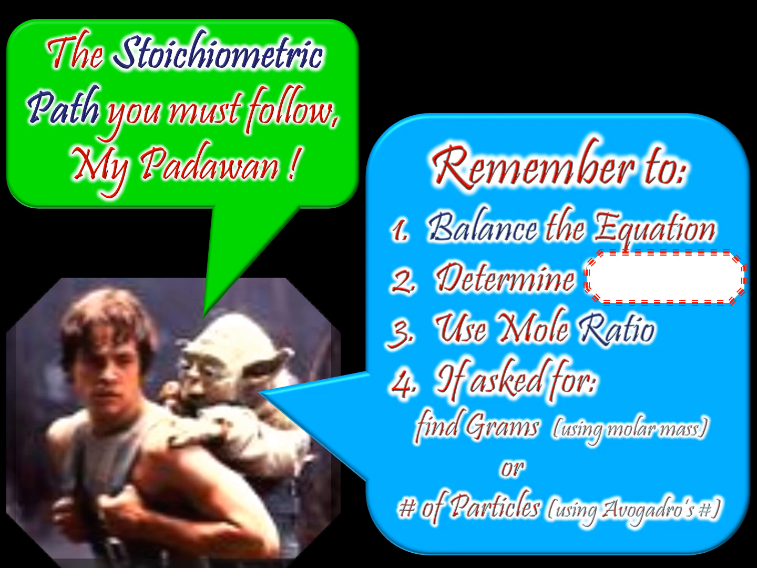Stoichiometric path you must follow, my Padawan. Remember to, first, balance the equation above all else. Number two, determine what? Determine the key to stoichiometry. Determine moles. Moles is the key to unlocking all the numbers. Then use the mole ratio. That's what we got to last time. Then, number four, if you are asked for it, you got to find the grams. How do you find the grams? That's what we're going to see today.